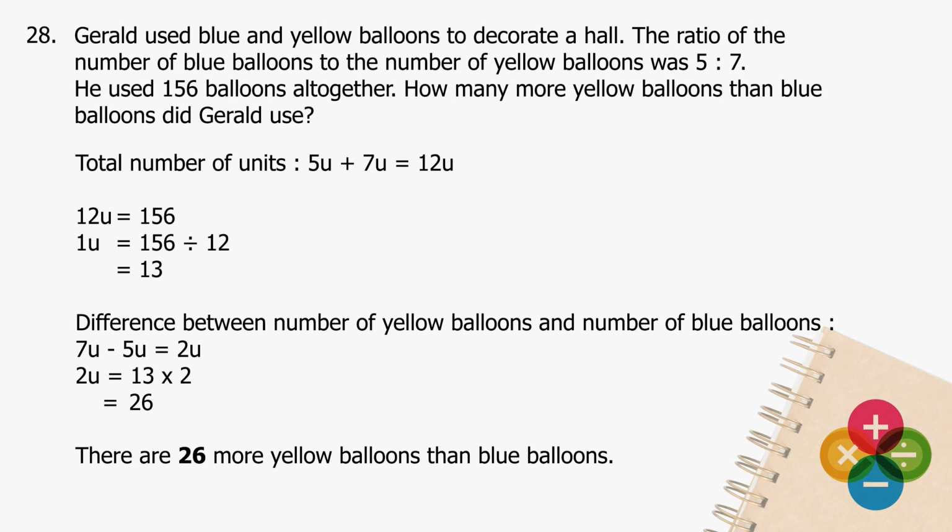The total number of units will be add 5 units to 7 units, and the sum is 12 units. 12 units is equal to 156. 1 unit will be divide 156 by 12, and the quotient is 13. The difference between number of yellow balloons and number of blue balloons will be subtract 5 units from 7 units, and the difference is 2 units. 2 units will be multiply 13 by 2, and the product is 26. There are 26 more yellow balloons than blue balloons.